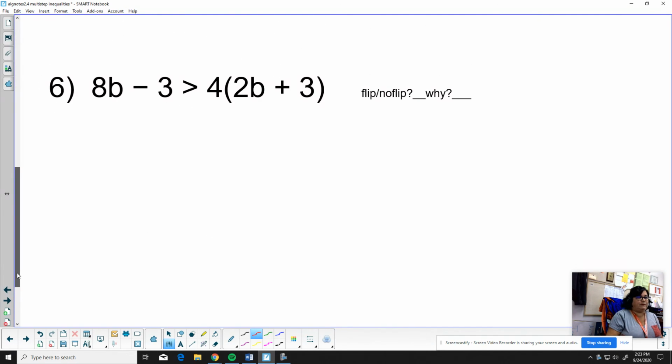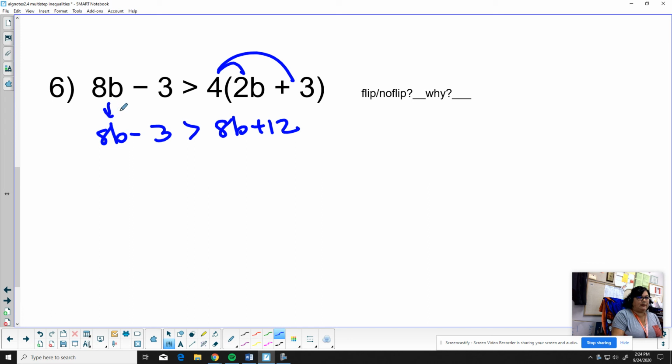I think we've done everything. We didn't do this one. Let's go ahead and do this one real quick. So on this one, I've got 2 terms up here, both different, and the parenthesis back here. So let's distribute this 4. So this would be 8b plus 12, and this just drops straight down. That drops, and the sign drops.